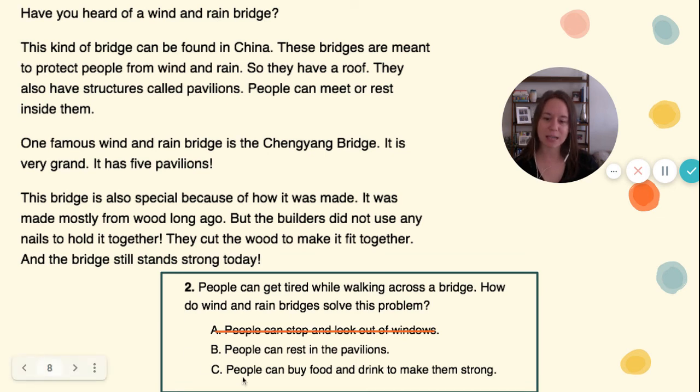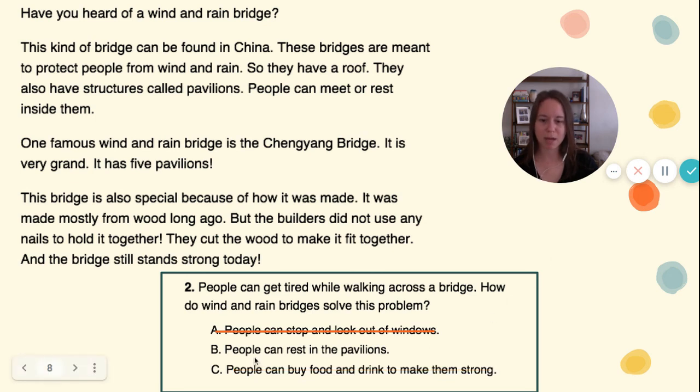Let's see. What about C? People can buy food and drink to make them strong. Well, I haven't read anything about that yet. Let me just keep skimming, looking back at the text, and see if I can find anything about people buying food and drink on these kinds of bridges. Let's see. The Shenyang Bridge is a famous wind and rain bridge. It has 5 pavilions. They're made from wood long ago. I don't think I see any evidence in the text that talks about people buying food or drinks on the wind and rain bridges. So that doesn't make sense. I'm going to cross out that answer choice.